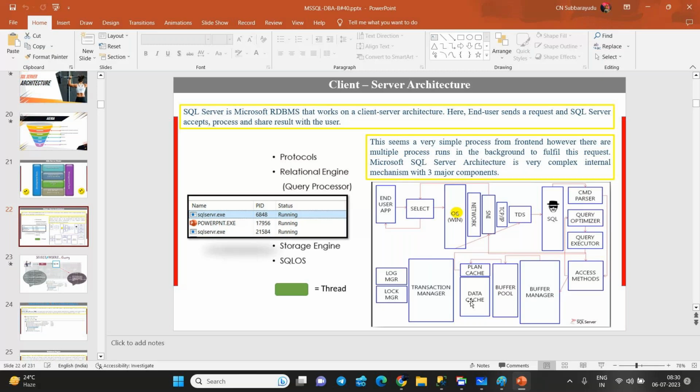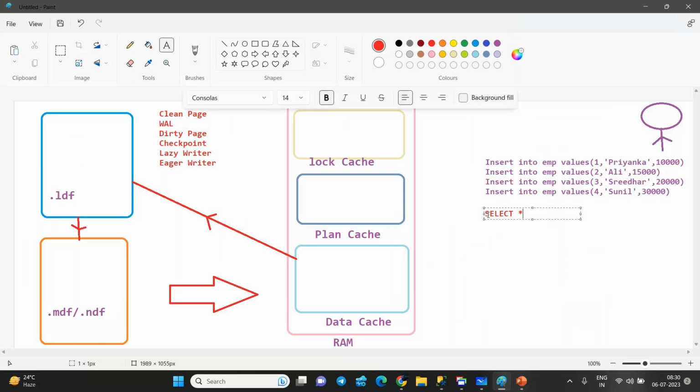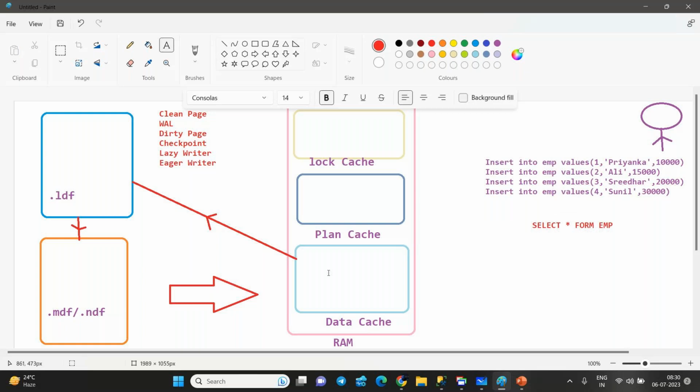Now, whenever you are performing a read operation, what is happening? For example, you are trying to read the data: select star from EMP. Whenever you are reading the data, what will happen? First, it will go to the data cache. If there is no data, first it will get the data from the MDF file, and it will place the data in the cache, and the same data it will send to the user. That is what we discussed, right? Whenever you are performing a select statement, correct?